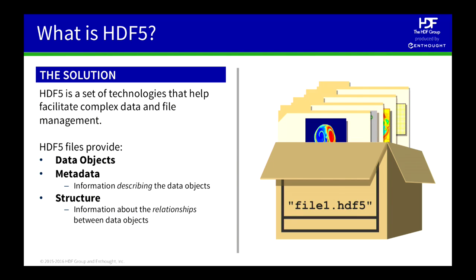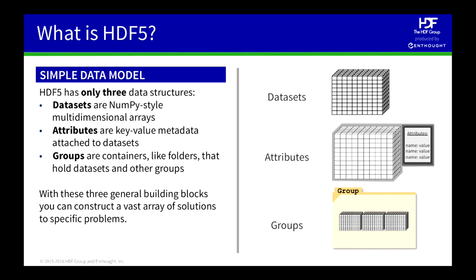HDF5 files provide data objects that can store numerical data, a way for handling metadata, which means you can provide context information, and also a mechanism to provide structure to indicate that different pieces of data have some relationship. In the HDF5 universe, this problem is addressed in an extraordinarily simple way. HDF5 provides only 3 data structures, which are enough to solve this entire problem.